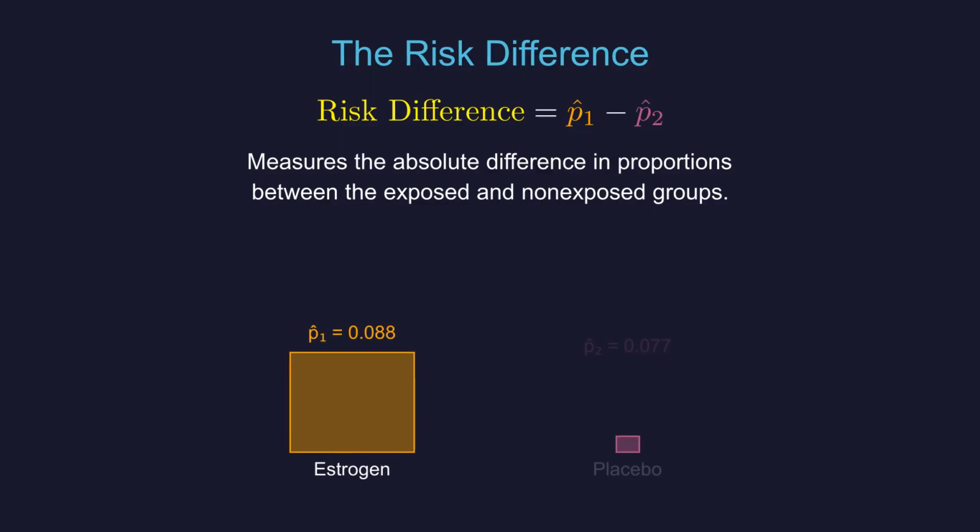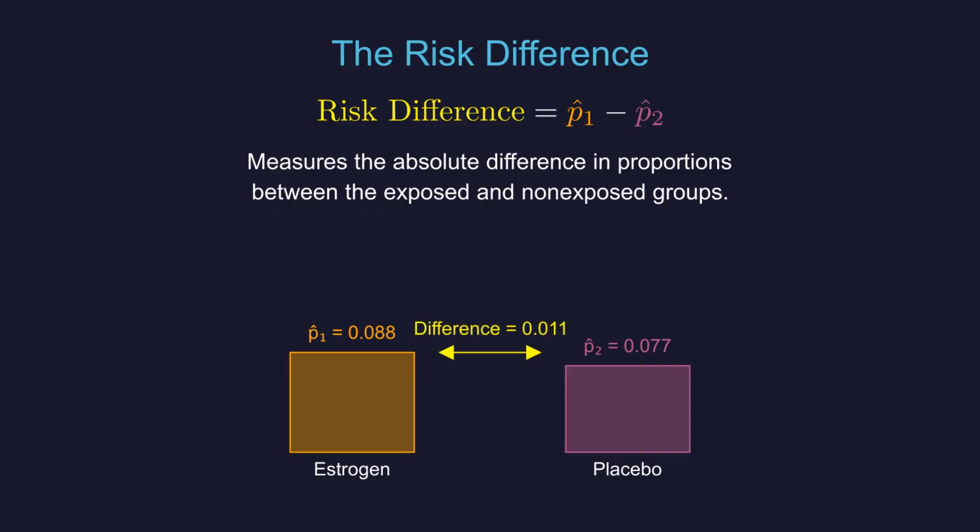For the WHI estrogen trial, the estrogen group had a 5.2-year incidence of 0.088, and the placebo group had 0.077. The risk difference is 0.011, equivalent to about 11 additional cases per 1,000 exposed individuals.